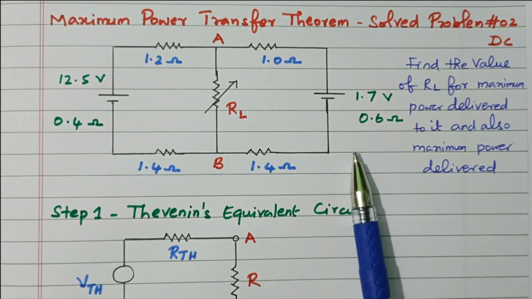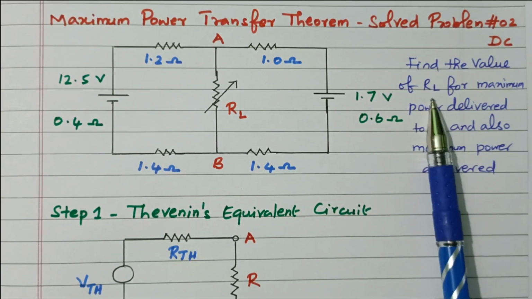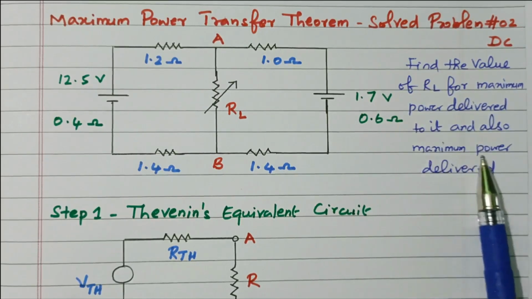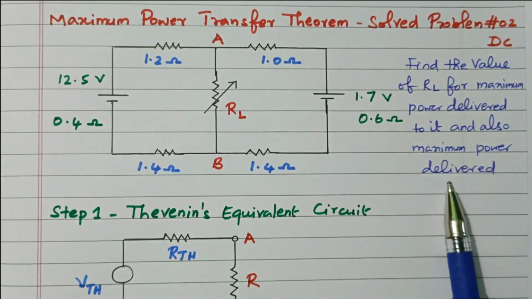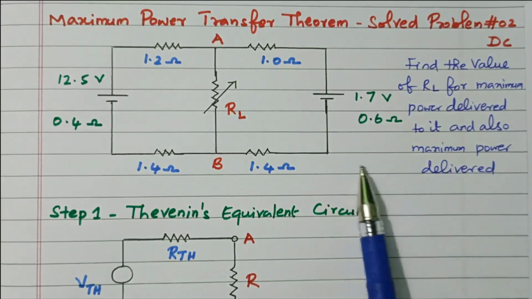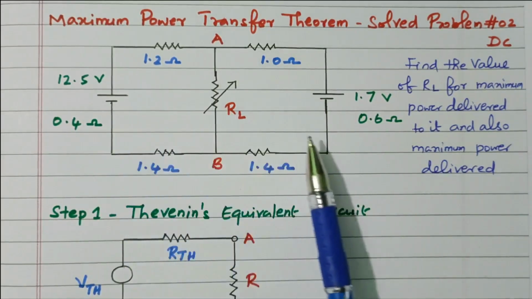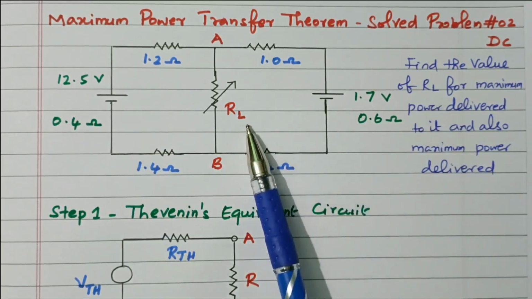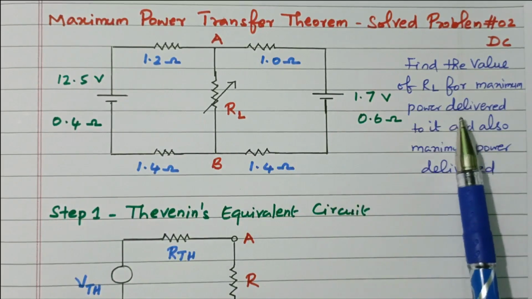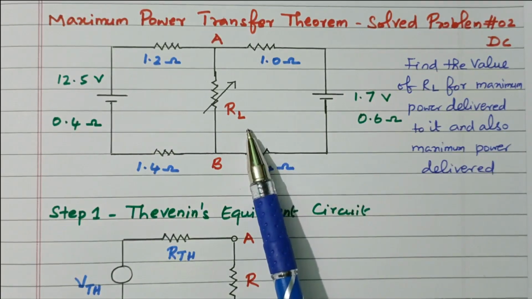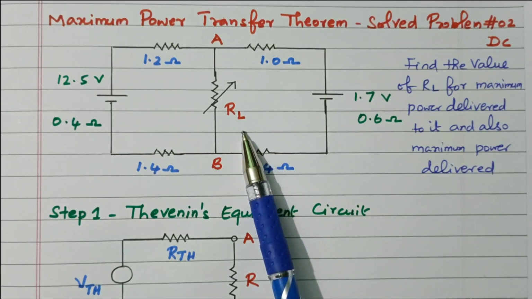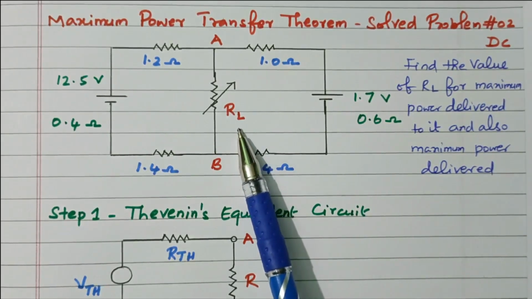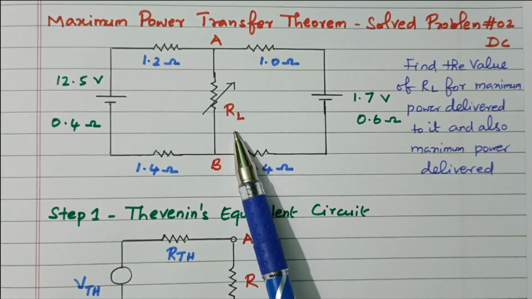Now we'll go to the topic. Find the value of RL for maximum power delivered to it and also the maximum power delivered value. The circuit is given. In this, we need to find the RL value, the load resistance. The condition given is that maximum power is delivered to the load, and also we need the value of the maximum power delivered to the load. We need to find two values: this RL value as well as the maximum power delivered to RL.